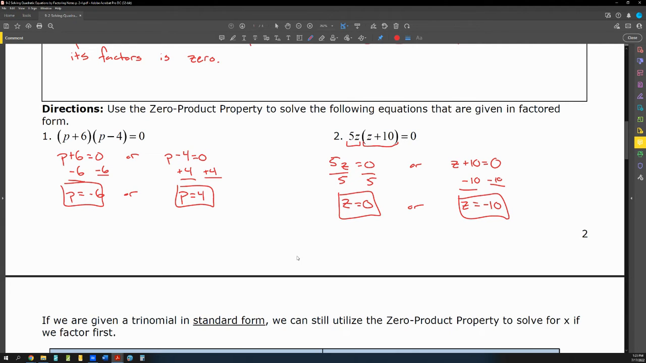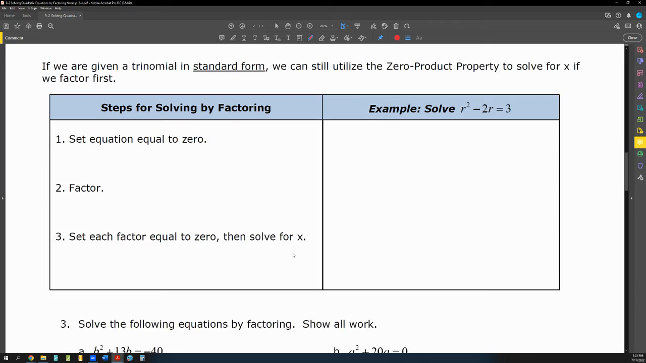All right. So now let's take a look at the steps for solving quadratic trinomials in standard form. So the first thing that we have to do is set the equation equal to 0. In order to use the zero product property, it must be equal to 0. So in the example, r squared minus 2r is equal to 3. I'm going to subtract 3 from both sides to get the equation equal to 0. So I get r squared minus 2r minus 3 is equal to 0.